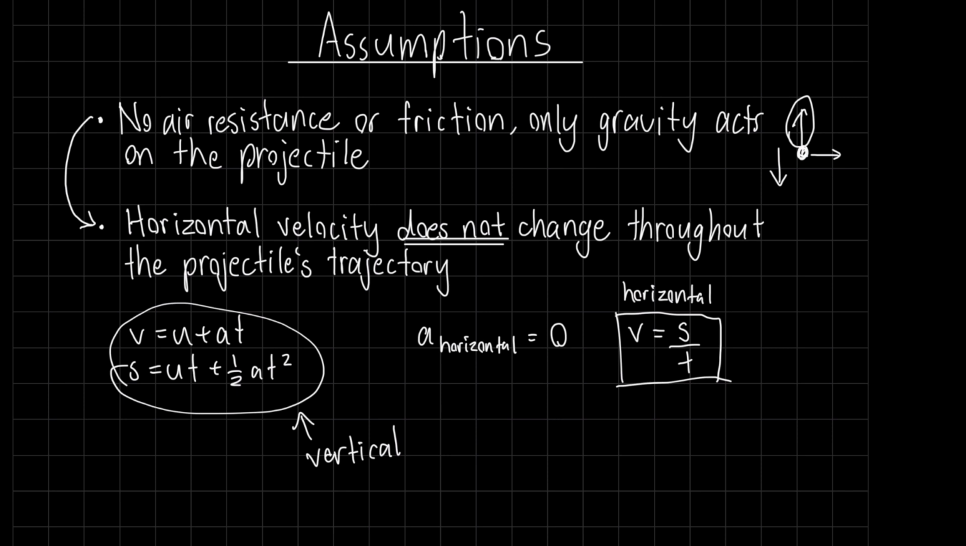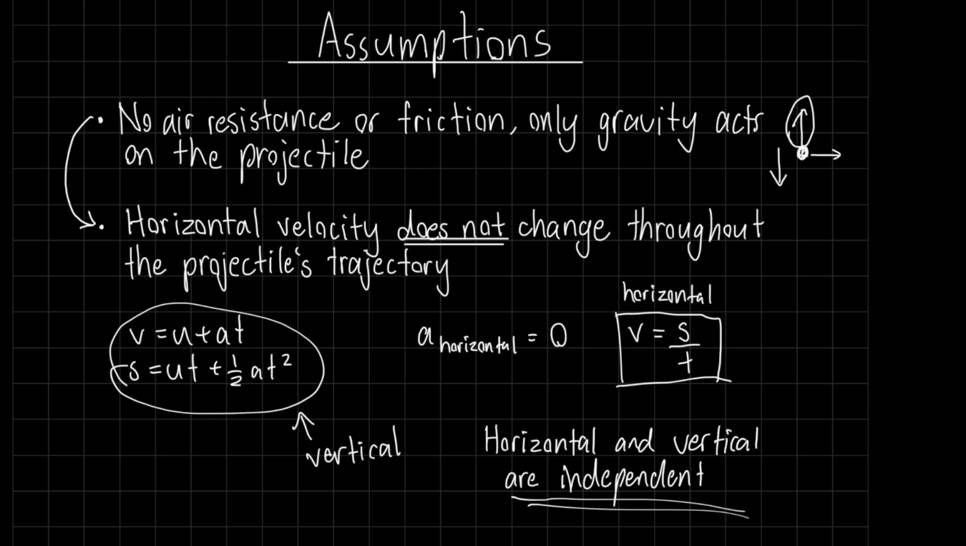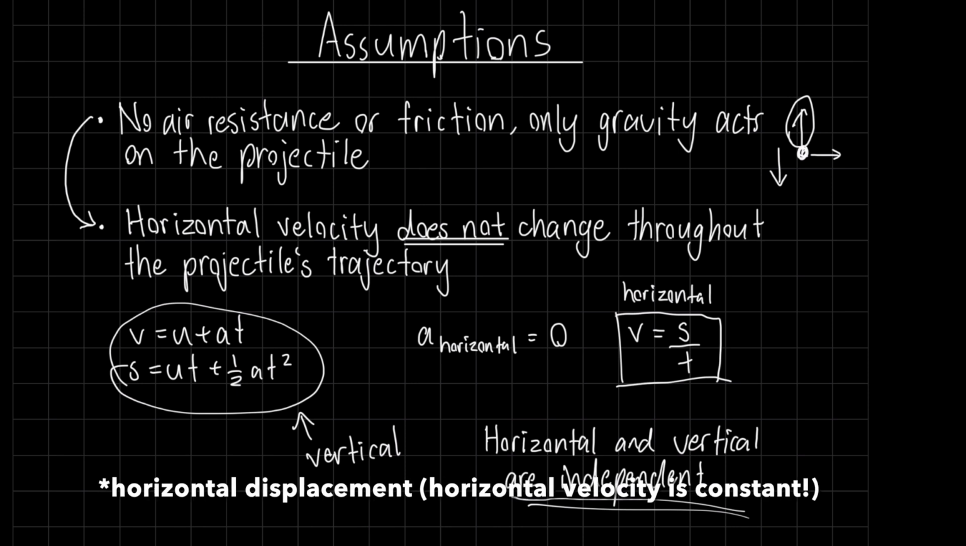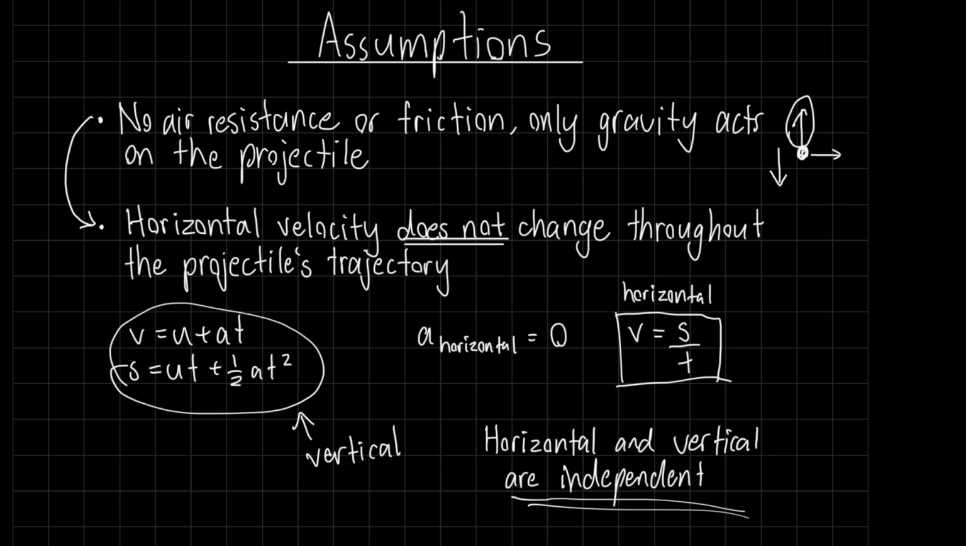Really important thing to note about this is that horizontal and vertical are completely independent. And this is just to say that its horizontal velocity does not impact its vertical velocity. They're completely independent of each other. The only variables they would share in calculations would be time, because you could be calculating for its horizontal velocity at a certain time and its vertical displacement at that same time. So that's the only variable they could share, but otherwise they're completely independent from one another.